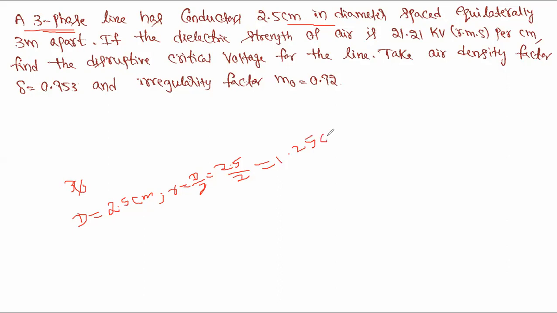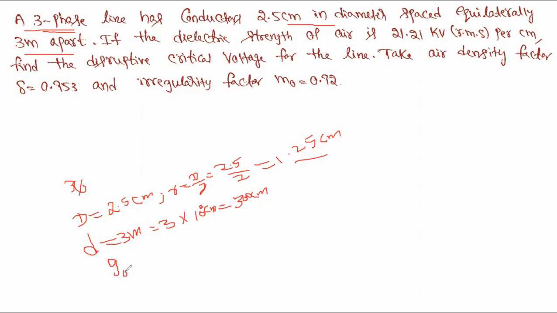Spaced equilaterally 3 meter apart, that is the spacing of the conductor is 3 meter. The radius is in centimeter and the spacing is in meter, so we convert meter into centimeter, that is 3 into 10 square centimeter, so the spacing d equal to 300 centimeter.